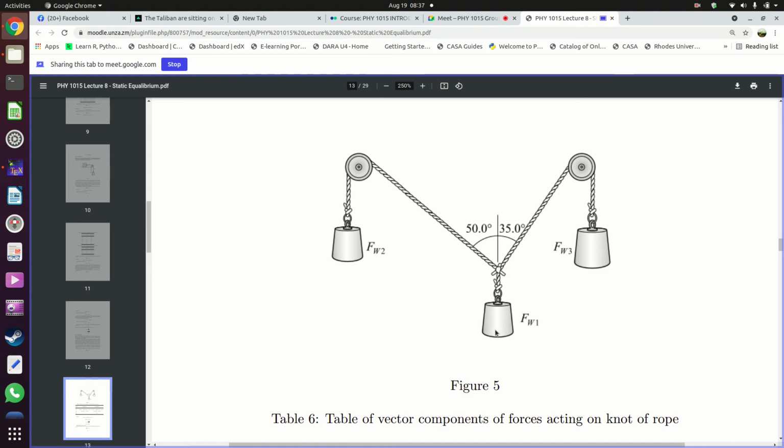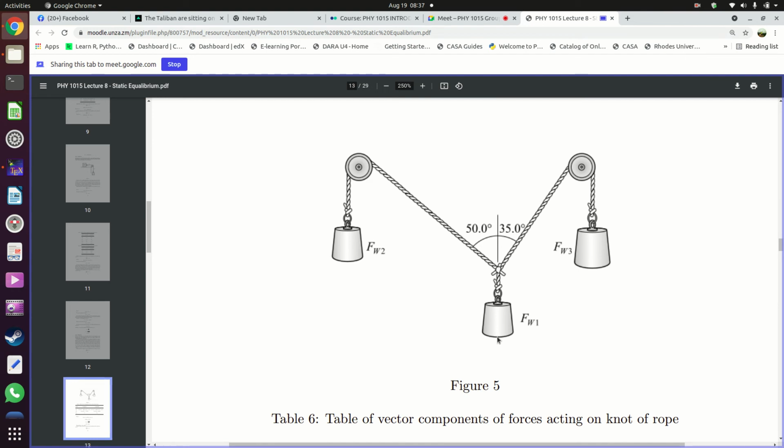Yes, sir. Why are we finding how much tension is in these ropes? Because the tension in each of the ropes is equal to the weight of these objects. That's why you're trying to find the tension. If you find the tension in this rope, that tension is equal to the weight of this object. The same goes for each of the other ropes and the objects they hold.